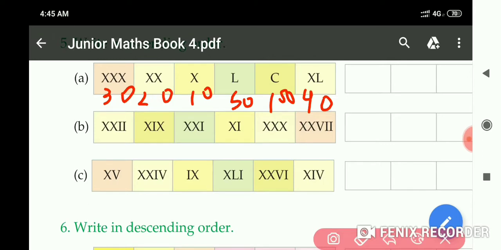So in ascending order, first 10 will come, so we will write down X, then XX, then XXX. After that 40 will come, XL, then L, and then 100 at last, C will come. Like this we will write down the ascending order. And these two parts will also be solved like this only. First we write down the numbers and then we arrange them in ascending order.